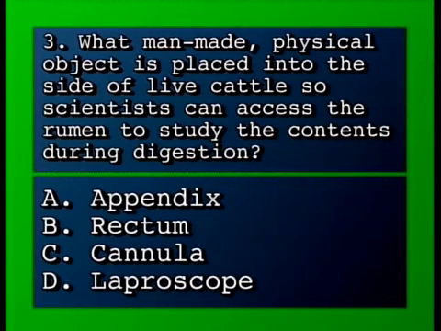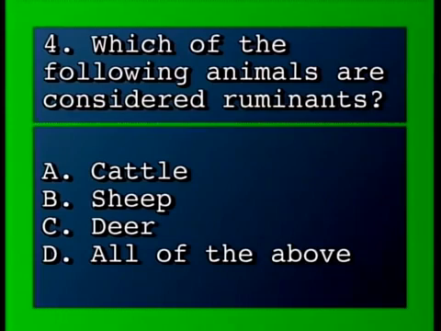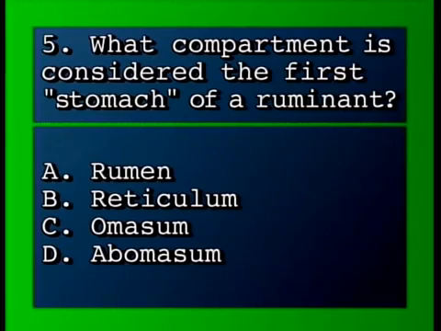What man-made physical object is placed into the side of live cattle so scientists can access the rumen to study the contents during digestion? A. Appendix, B. Rectum, C. Cannula, D. Laparoscope. Which of the following animals are considered ruminants? A. Cattle, B. Sheep, C. Deer, D. All of the above. What compartment is considered the first stomach of a ruminant? A. Rumen, B. Reticulum, C. Omasum, D. Abomasum.